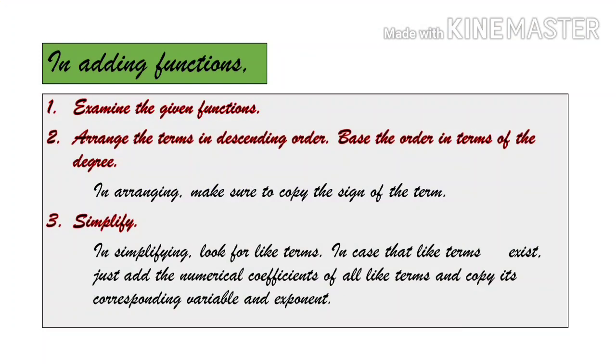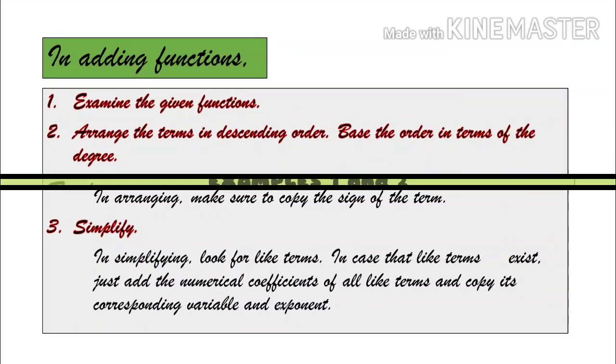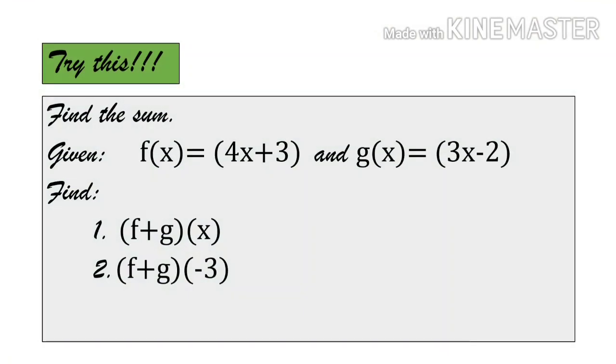In adding functions, you have to examine first the given functions. Second, arrange the terms based on the order of their degree. Take note that in arranging, make sure to copy the sign of the term. Third, you have to simplify. In simplifying, look for like terms. In case like terms exist, just add the numerical coefficients of all like terms and copy the corresponding variable and exponent. Let's try this problem.